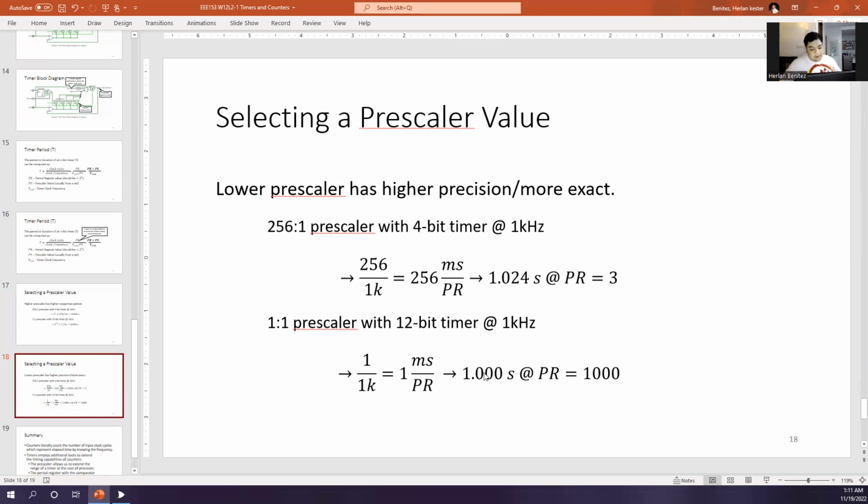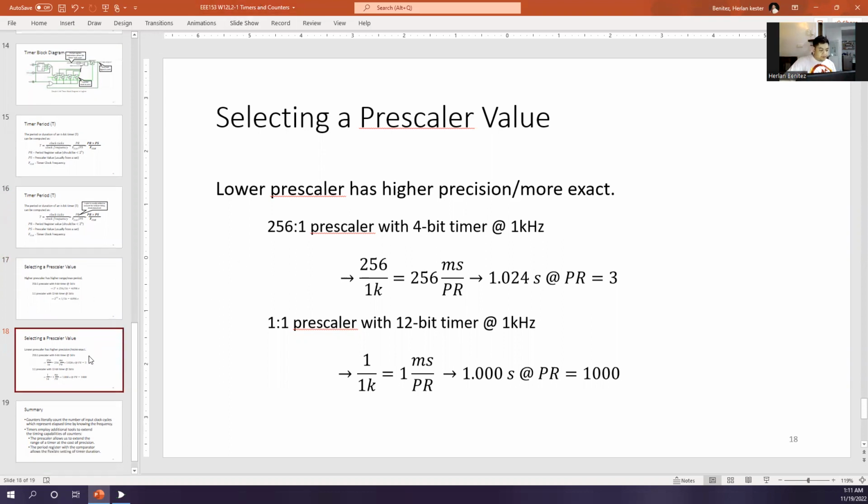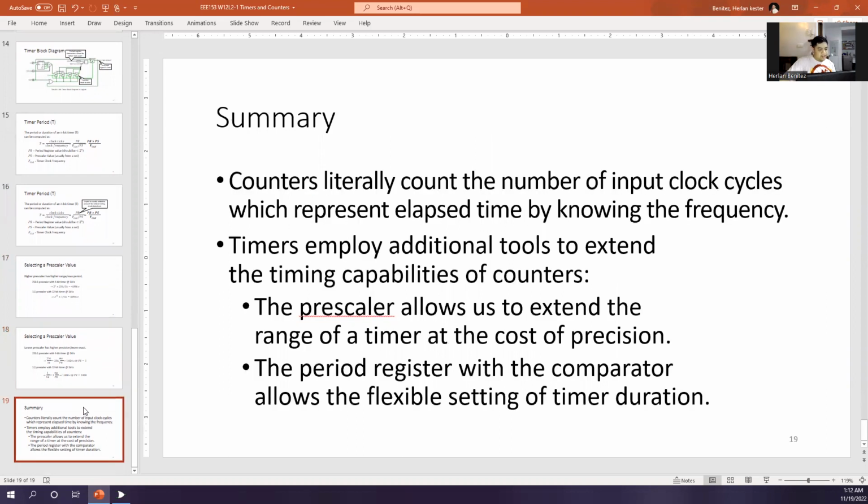So, ayun. So, parang may trade-off, no? So, pag mas mataas yung prescaler, lumalaki yung time na pwede nating makuha. Pero, yung ating precision or yung differences or gaano kasakto yung ating timer values is nag-affect. So, in summary, yun nga, ang counters natin, kinakount lang natin yung number of clock cycles. And dahil alam natin yung frequency ng ating clock, alam natin kung gaano katagal na siyang nagka-count.